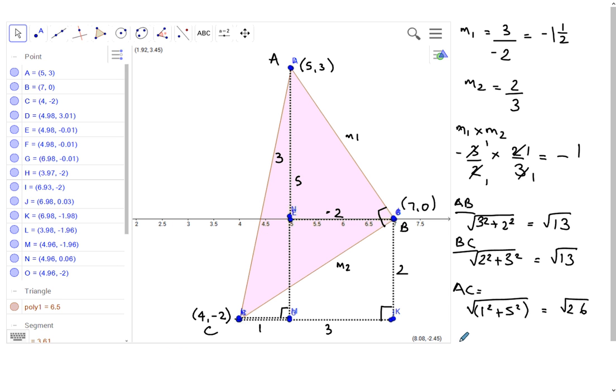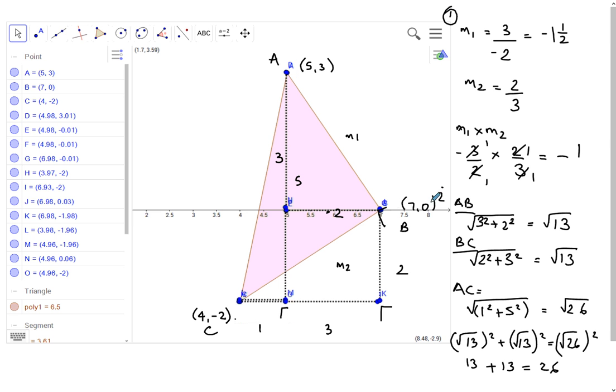Yeah, and you can tell, sorry, I don't have much space here, so we'll just do it here. So you can see if you said surd 13 squared plus surd 13 squared should be equal to surd 26 squared. And you can tell that works because 13 plus 13 equals 26. Okay, all right. So these are the two ways of showing that you've got a right angle triangle. All right, okay, that was easy.